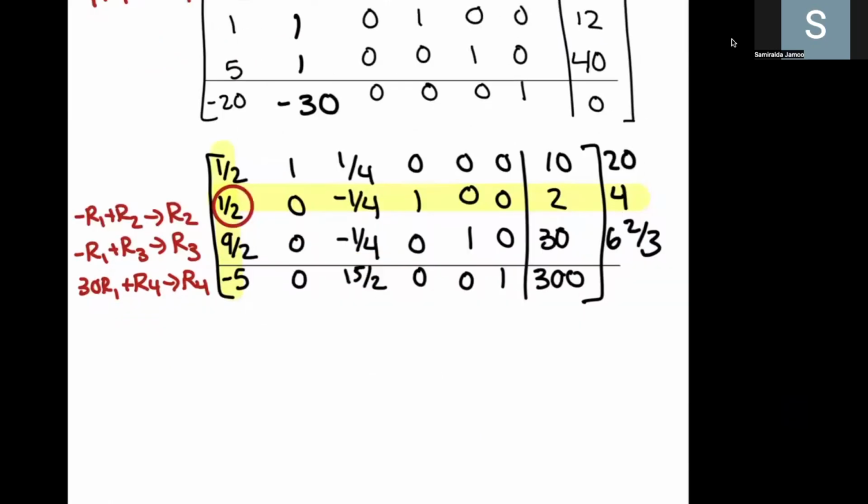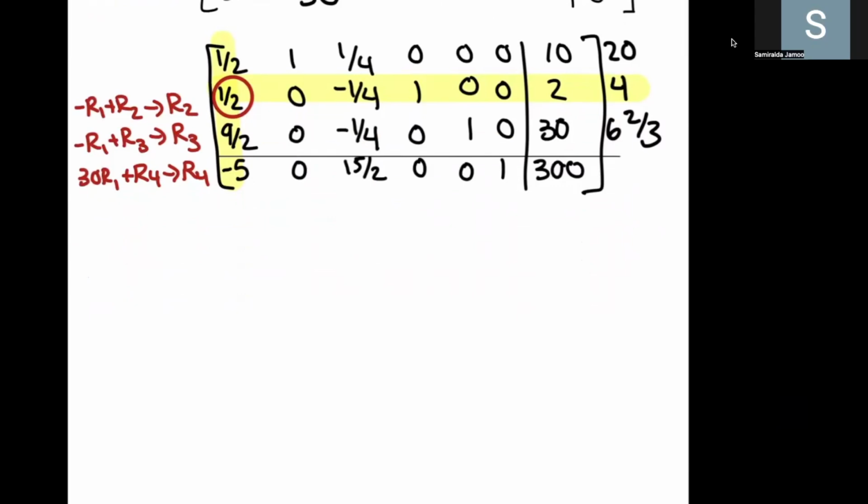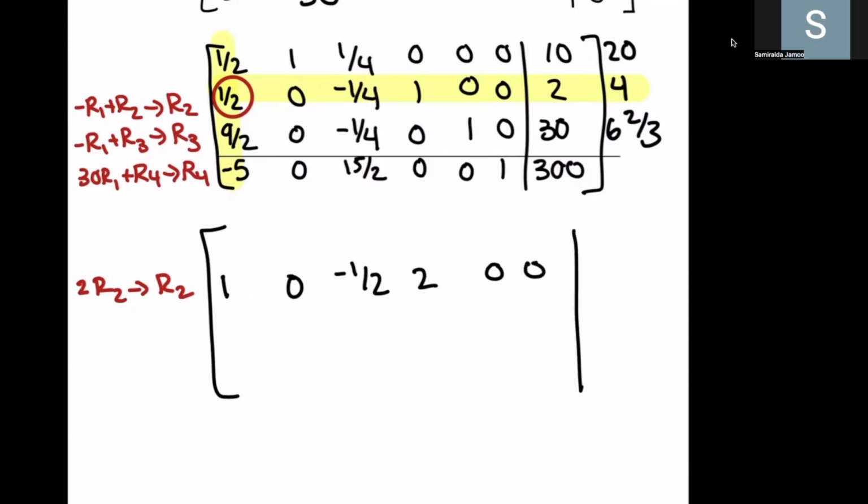Okay, I will multiply that entire second row by 2 to turn that 1/2 into a 1. So let's write that. So it will be 2 row 2 into row 2. So we have 1, 0, negative a half, positive 2, 0, 0, and 4. These ones stay the same for now.